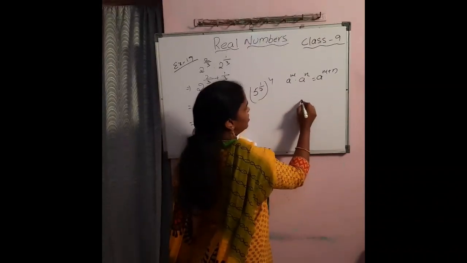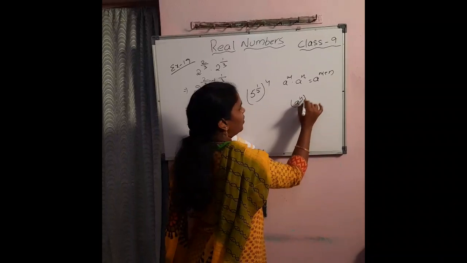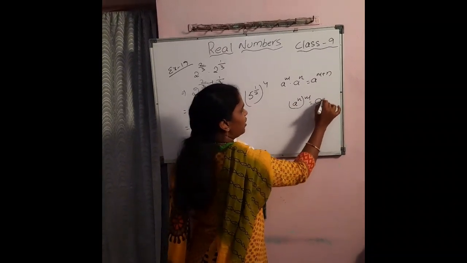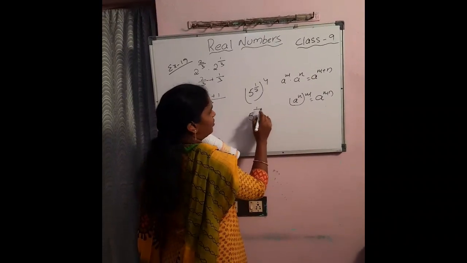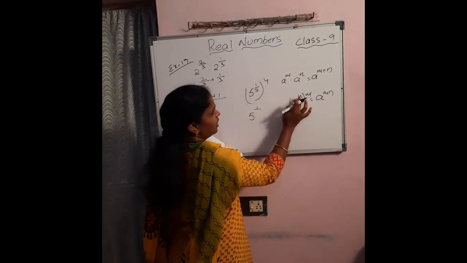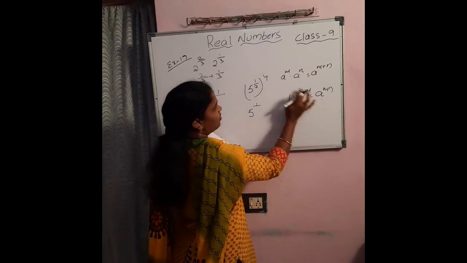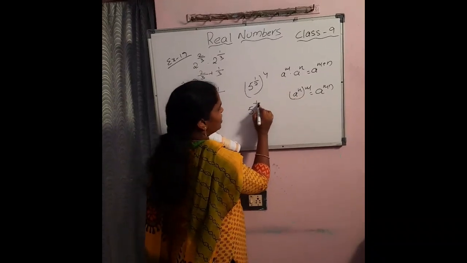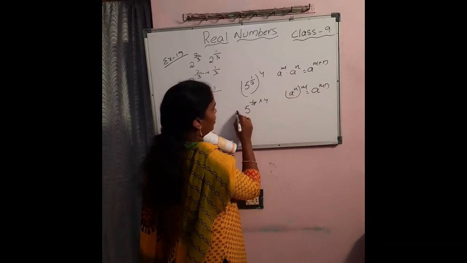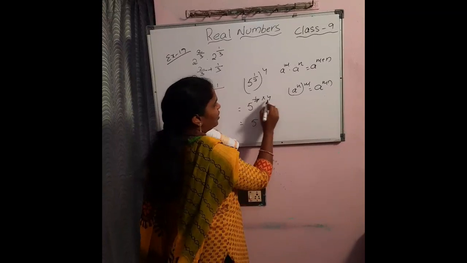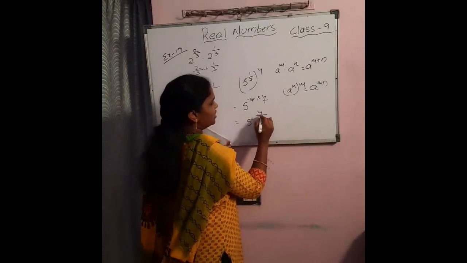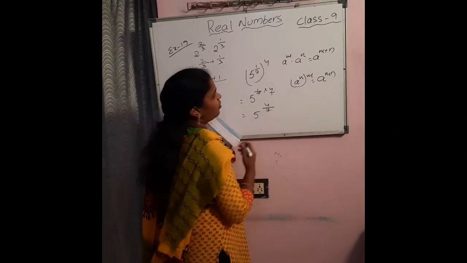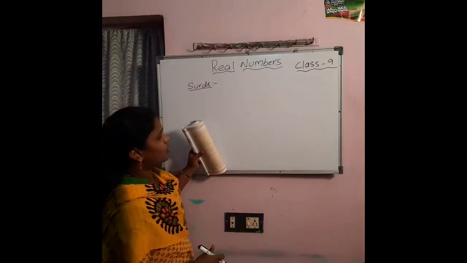Let us take one more example, that is 5 power 1 by 7 whole power 4. Now we can observe that a power n whole power m can be written as a power mn. So here a is 5, n is 1 by 7 and m is 4. So 1 by 7 into 4 can be written. So 5 power, the denominator is 1, 1 into 4, 4, by 7 into 1, 7. So 4 by 7.